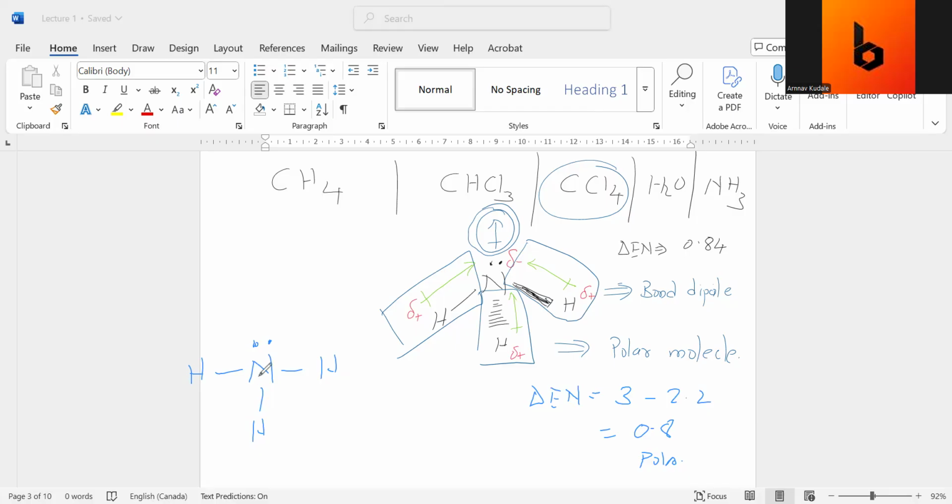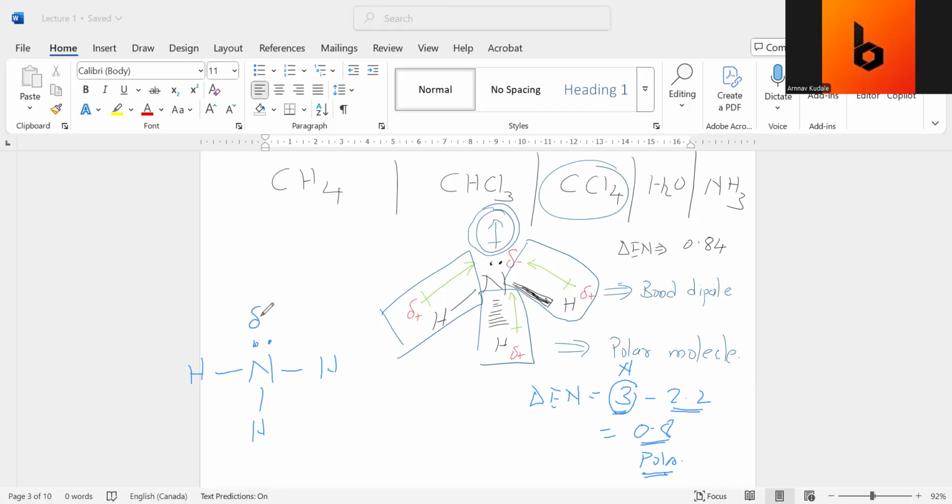So we discussed the Lewis structure. Nitrogen has an electronegativity of around 3. Hydrogen has an electronegativity of 2.2. So the difference is 0.8. That falls under the polar category, correct? And since nitrogen is more electronegative, right?